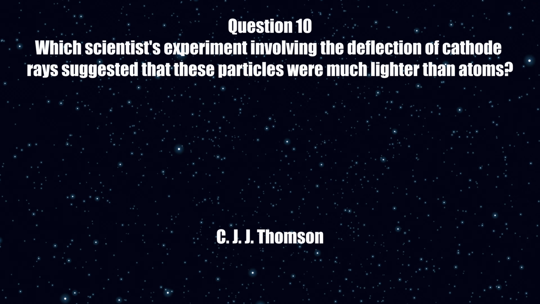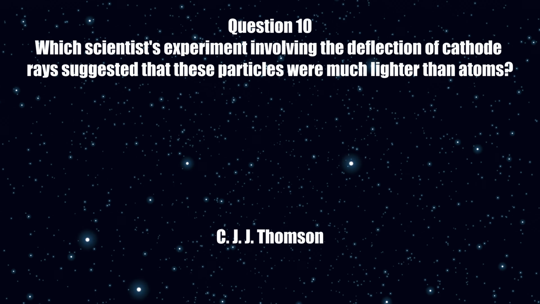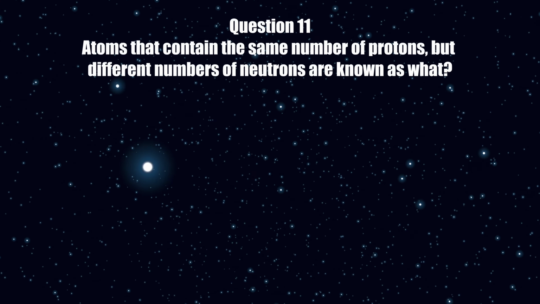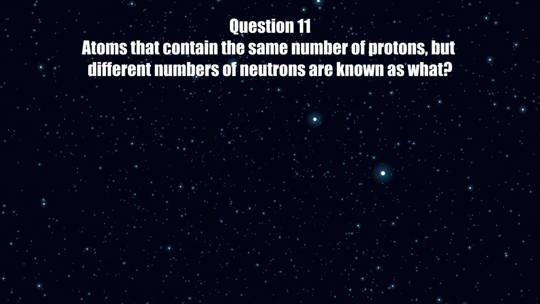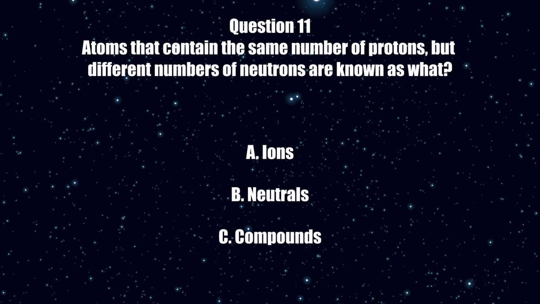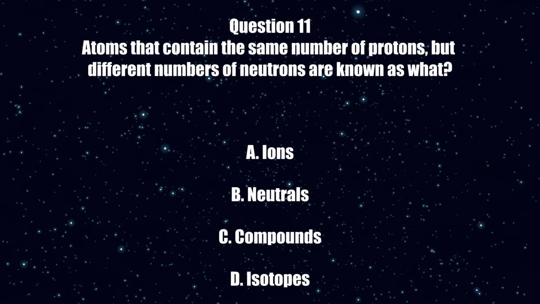The correct answer is C. J. J. Thomson. Question 11. Atoms that contain the same number of protons, but different numbers of neutrons are known as what? A. Ions. B. Neutrals. C. Compounds. D. Isotopes.